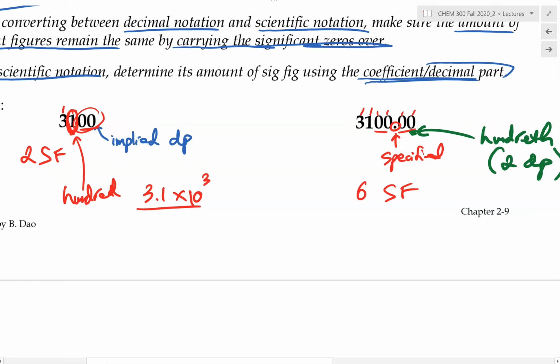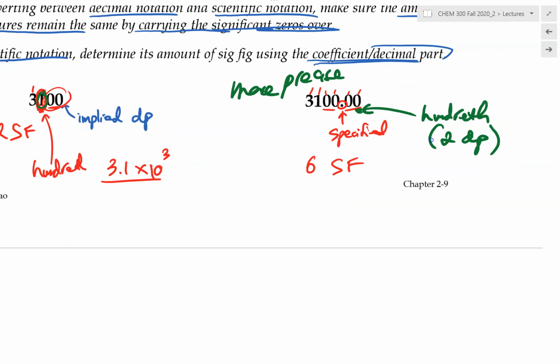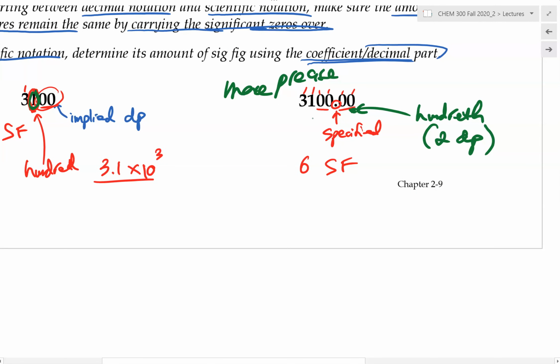Between these two values, this value right here is more precise compared to the first value. And the reason why is that the uncertainty exists on the 100th, the second decimal place, versus here on this value, the uncertainty exists on the 100. And the more place where the uncertainty exists, then the less precise it would be. For example, uncertainty existing on the 1000 would be less precise compared to another value where the uncertainty exists on the 100.